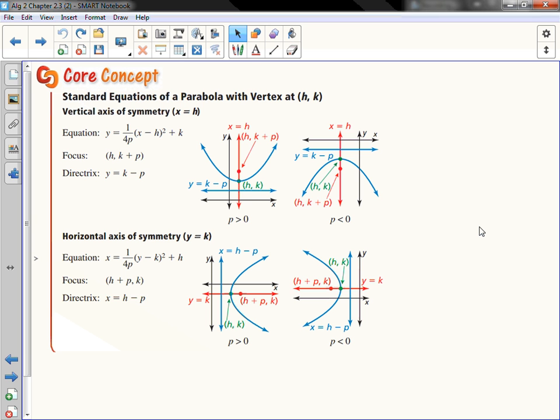The focus was h comma k plus p, and the directrix is y equals k minus p. And our other one was focus is h plus p comma k, and the directrix is x equals h minus p. So we have these two main formulas here, and we worked with them yesterday.